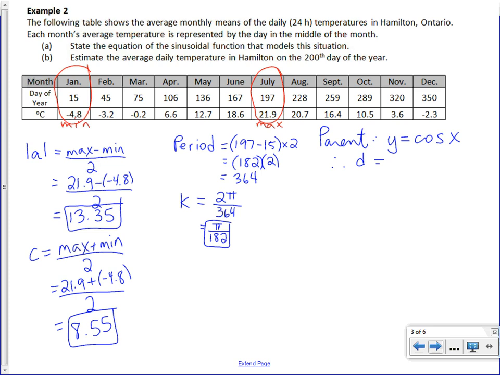So shift to the max. Where does the max occur? 197. Right, you pick the day. You're picking the day that it occurs.